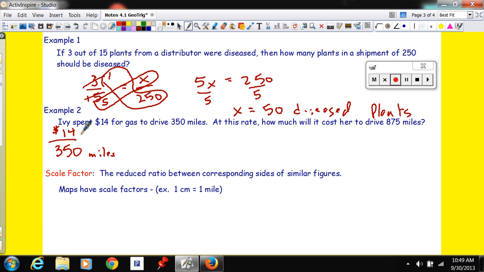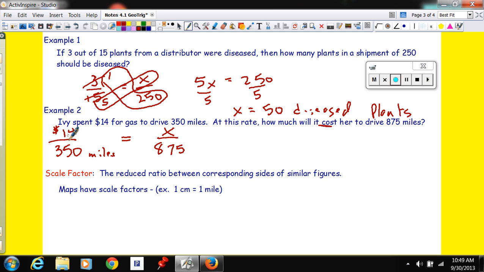Could I have switched it around? Yeah, it's fine. And in my second one, I'd also need to switch it around. So that's the reciprocal property. If I switch one of them around, I've got to switch the other one. At this rate, how much will it cost? So that's our X dollars. We don't know how many dollars it's going to cost. That's where we're going to put X. And to go 875 miles.